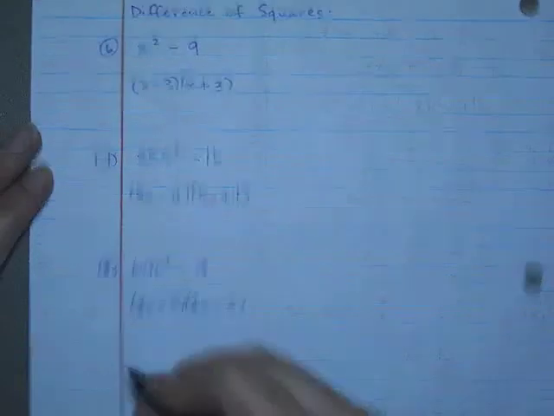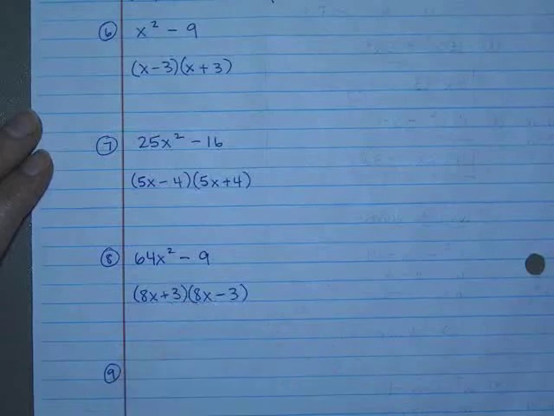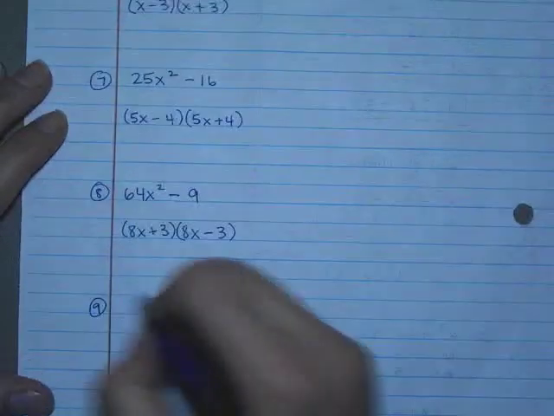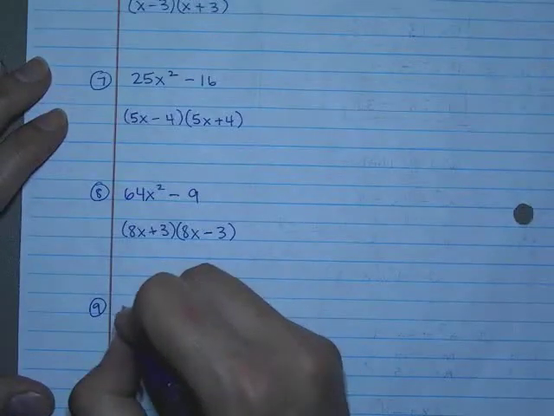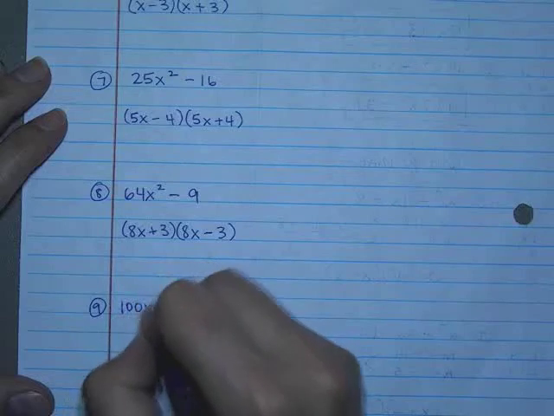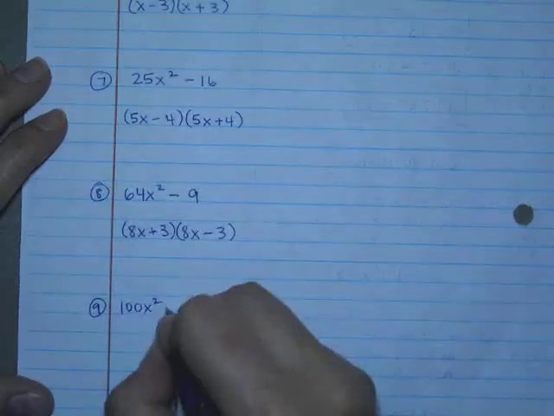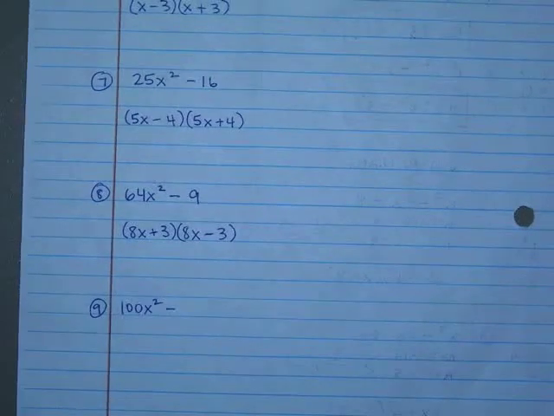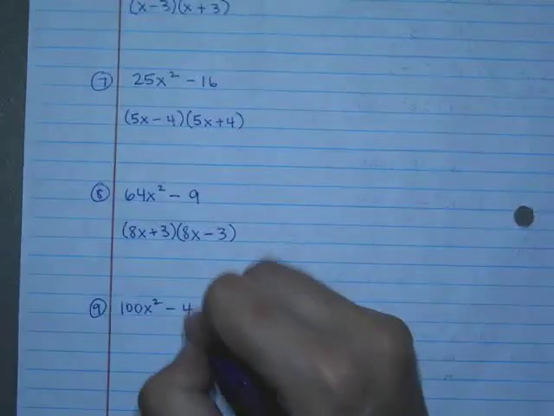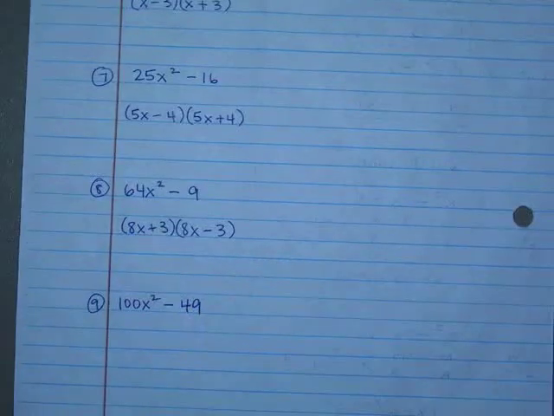Let's try one more, and then I'll tell you what you need to do over here on the right-hand side. All right, so one more problem. We will do 100x squared minus, oh gosh, let me think of a good perfect square, 49. All right, so you do this one.